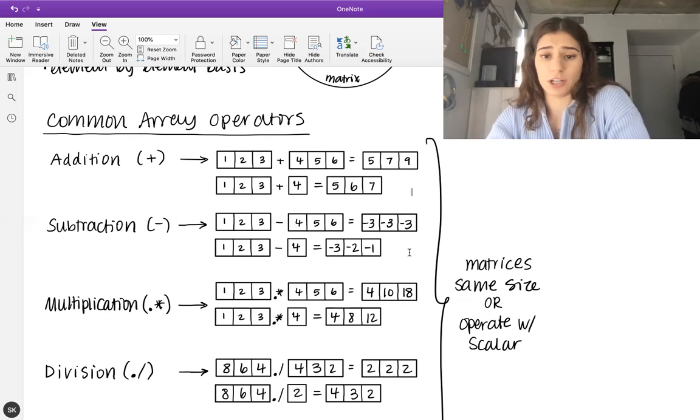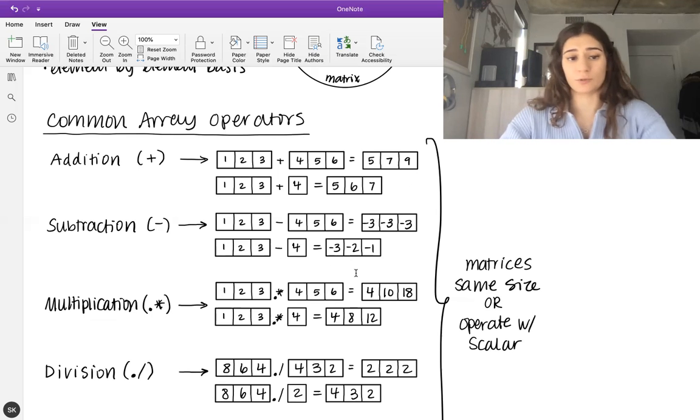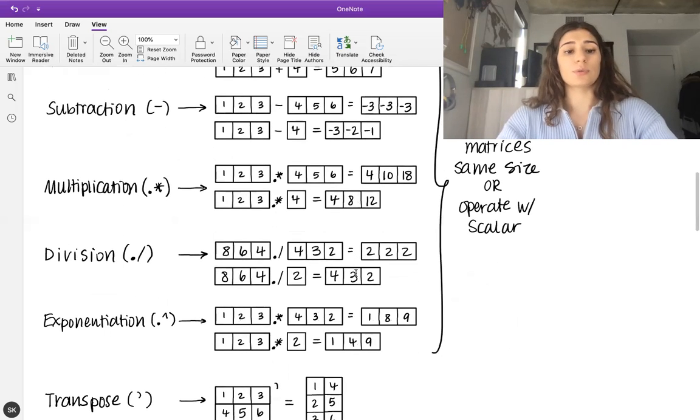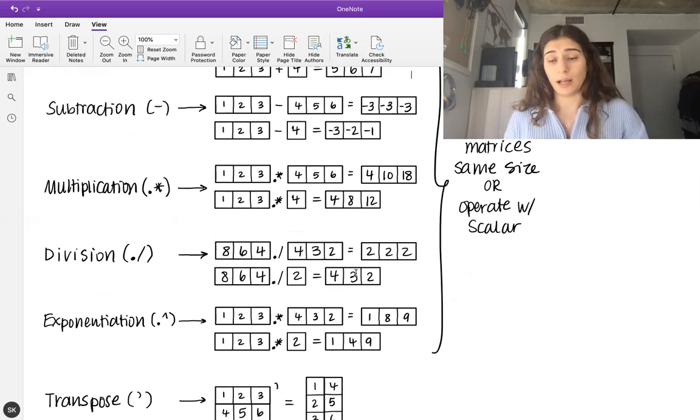Same thing applies with subtraction, except you're just subtracting them. So 1 minus 4 is -3, 2 minus 5 is -3, or we have 1 minus 4, 2 minus 4, 3 minus 4.